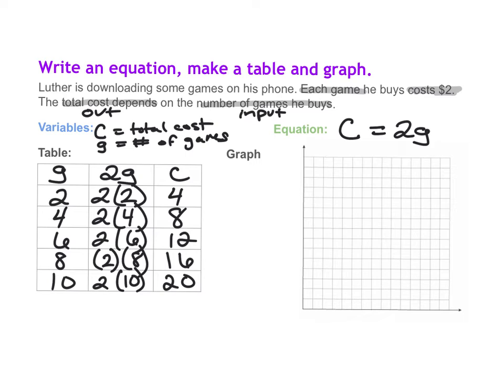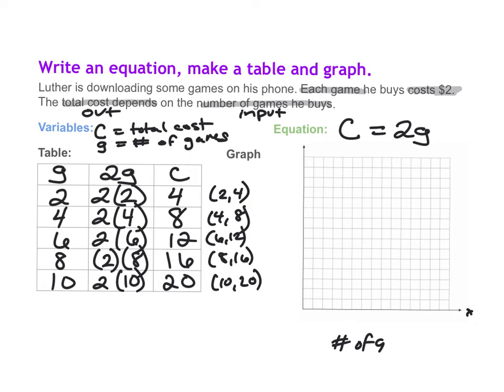So again, what you've created now is ordered pairs. We have input of 2, we get output of 4. Input of 4, output of 8, and so on. And we can see that relationship of that multiple of 2 between y and x there. And of course, we're going to label our axes. So our G, in this case, is our x-axis. So we could say G represents number of games purchased or bought. And our y-axis means total cost or total amount spent. And the title of this would be representing Luther's video game purchases.